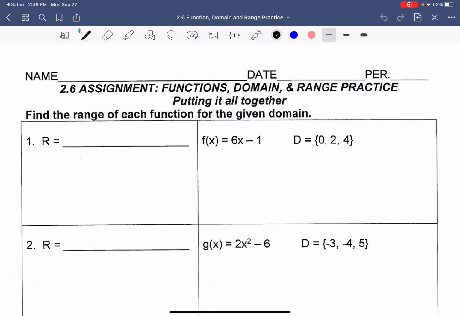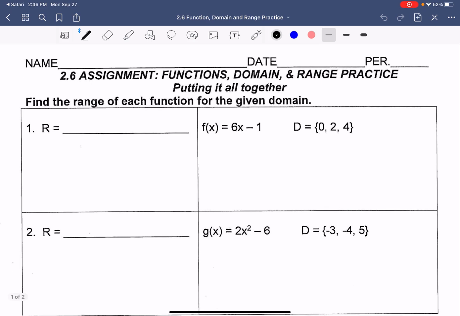All right, I am going to go over this 2.6 assignment because it is the review for our Unit 2 test that we will be taking on Tuesday. So we're going to briefly go over it. Just bear with me, it will be a very long video.